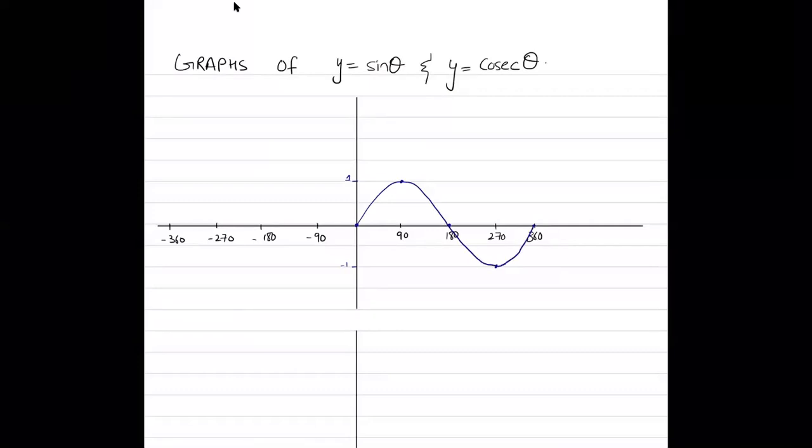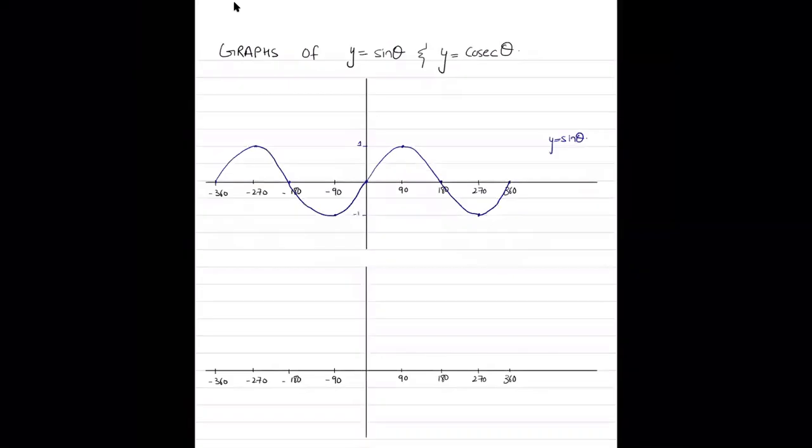And if you extend it to minus 360, the graph is going to be like this. It's a periodic function. It repeats after every cycle. So this is the graph of y equals sine theta. Now I want to draw the graph of cosec theta, which is the reciprocal of sine theta.